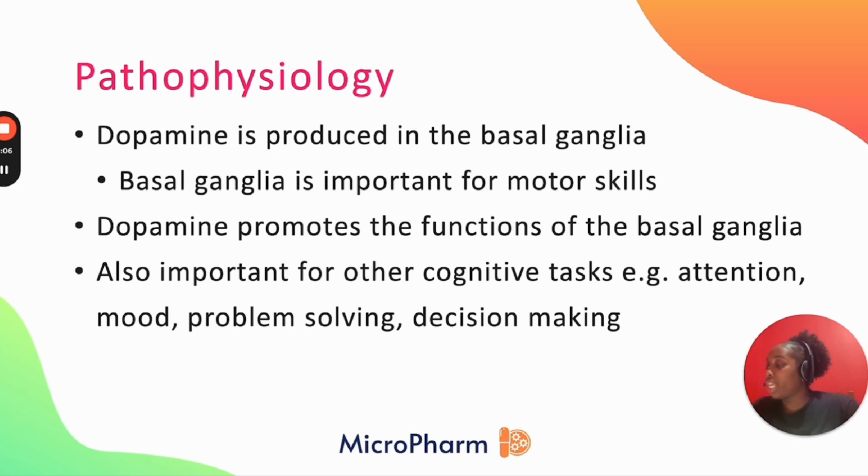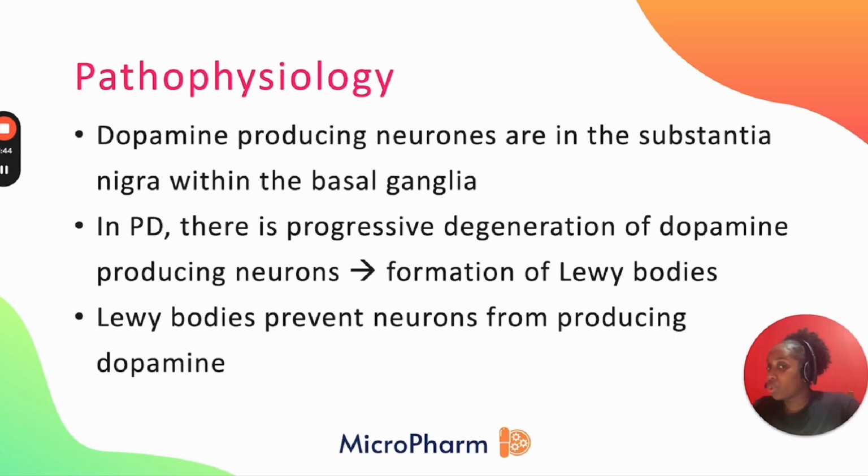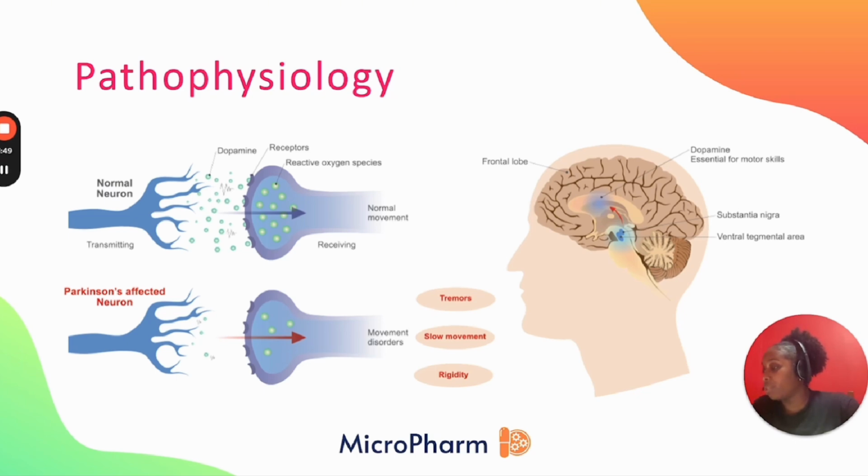So moving on to the pathophysiology of Parkinson's, the main thing to take away from this is that there is a reduction in the amount of dopamine in the basal ganglia. The basal ganglia is important for motor control, and also other skills like motor learning, executive functions like thinking, cognitive processes, and also learning and memory. And dopamine is produced in this really important area in the brain, and it's very important to our ability to function.